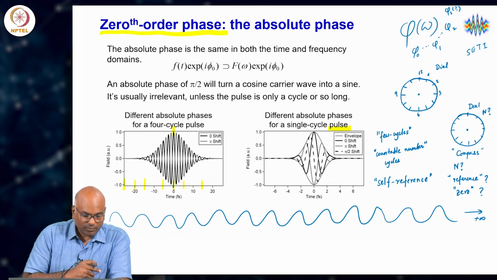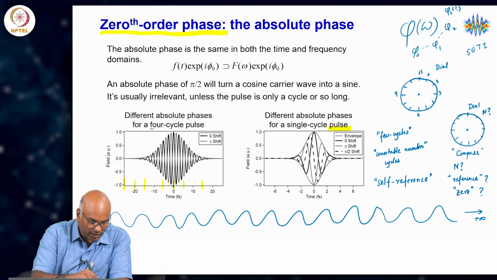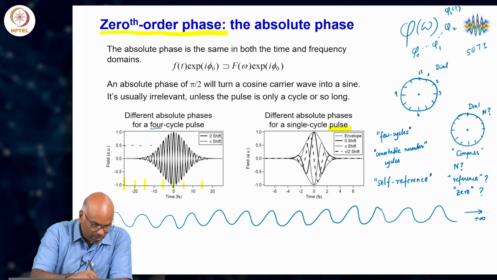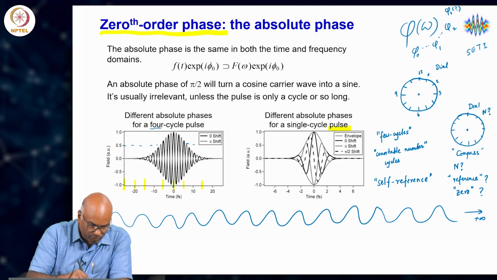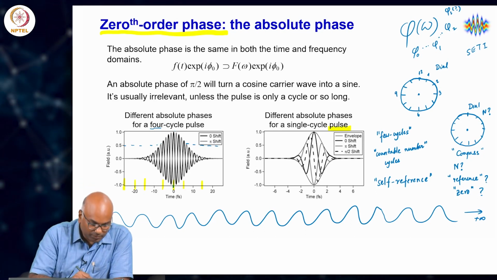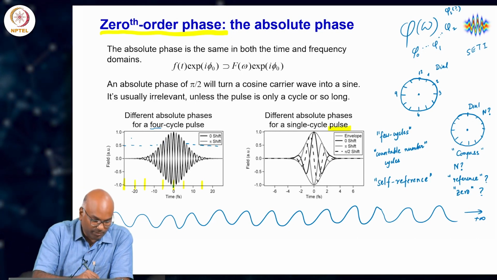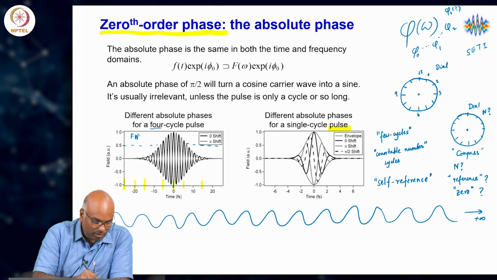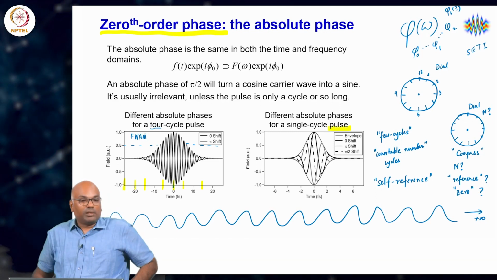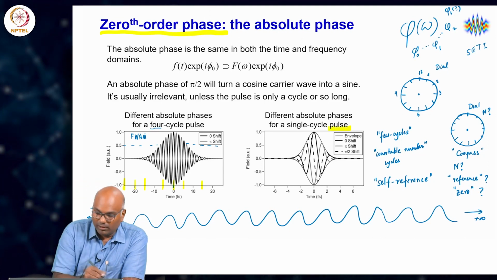Now, if I even consider the so-called 4-cycle pulse, what do I mean by the 4-cycle pulse? Where are the 4 cycles? The 4 cycles are essentially the number of cycles right under the full width at half maximum, which is a measure which we had for these pulses, right? You remember? We wrote down a Gaussian pulse.